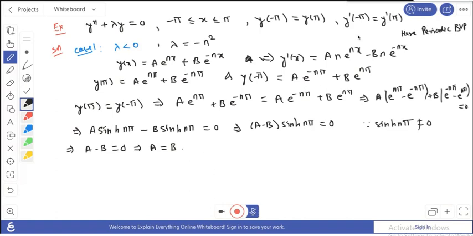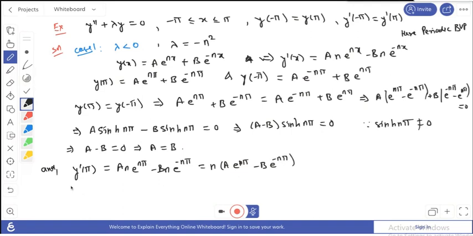Okay, and the next boundary condition is for y prime. So what is the value of y dash pi? y dash pi equals a n e to the power n pi minus b n e to the power minus n pi. So this is simply n common, a e to the power n pi minus b e to the power minus n pi.